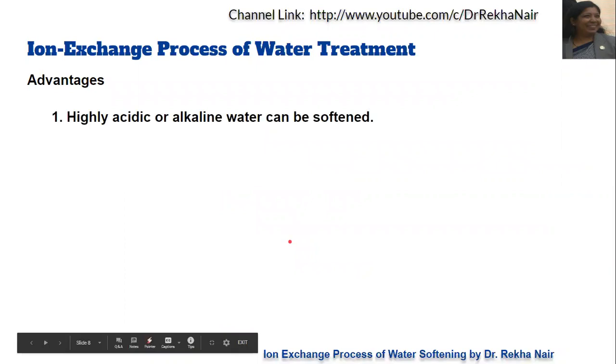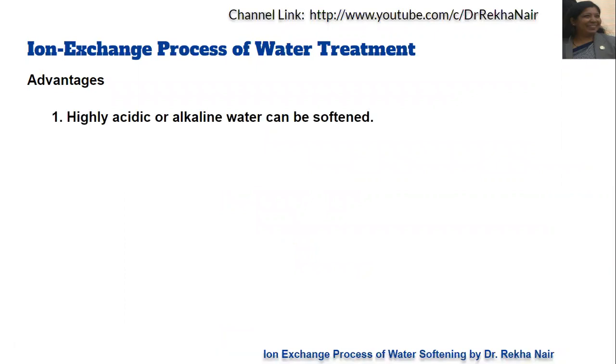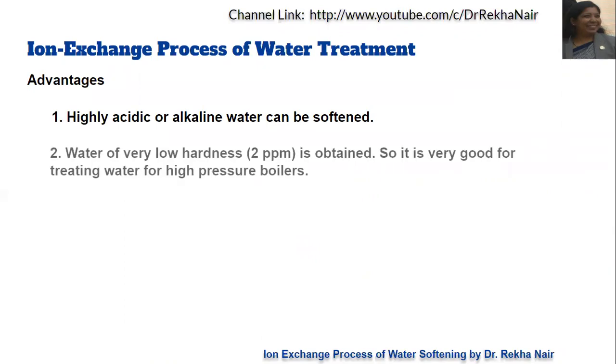Highly acidic or alkaline water can be softened. But in case of the zeolite process, acidic water cannot be softened. Water of very low hardness, 2 ppm, is obtained. That is, the residual hardness obtained is 2 ppm instead of 10 ppm in case of the zeolite bed. So it is very good for treating water for high pressure boilers.